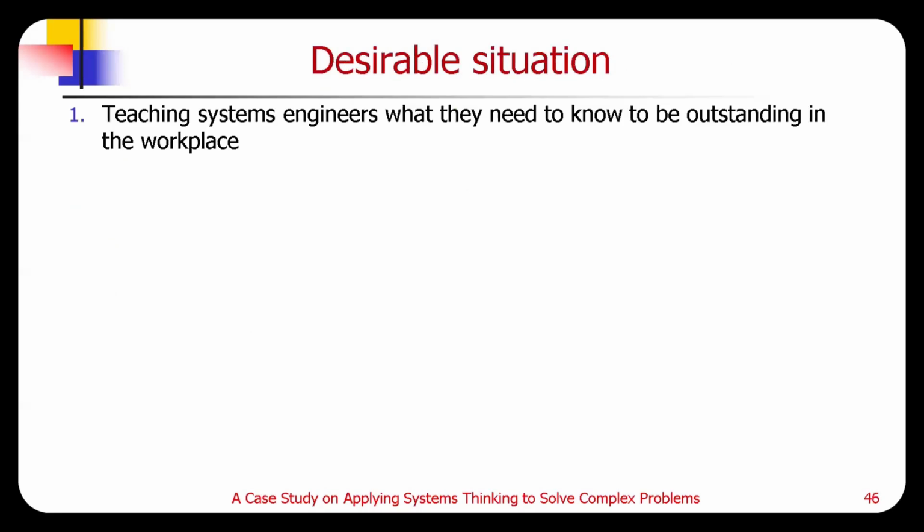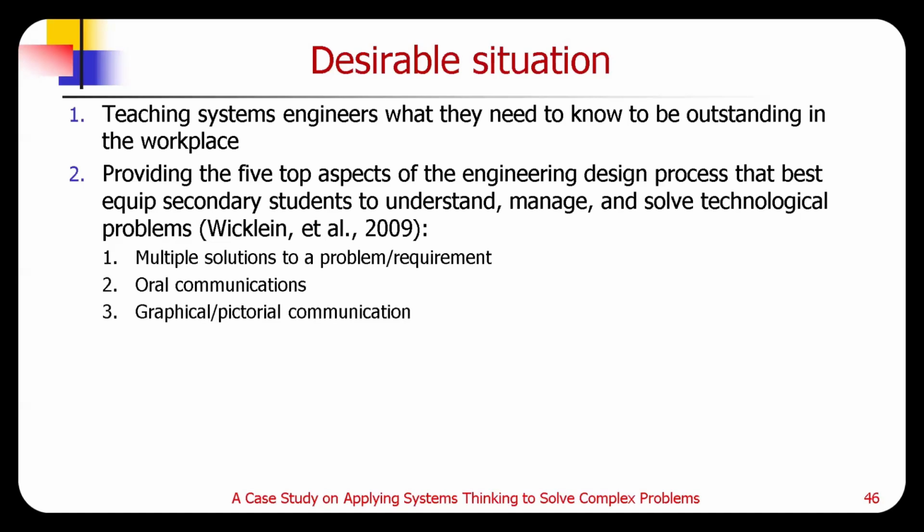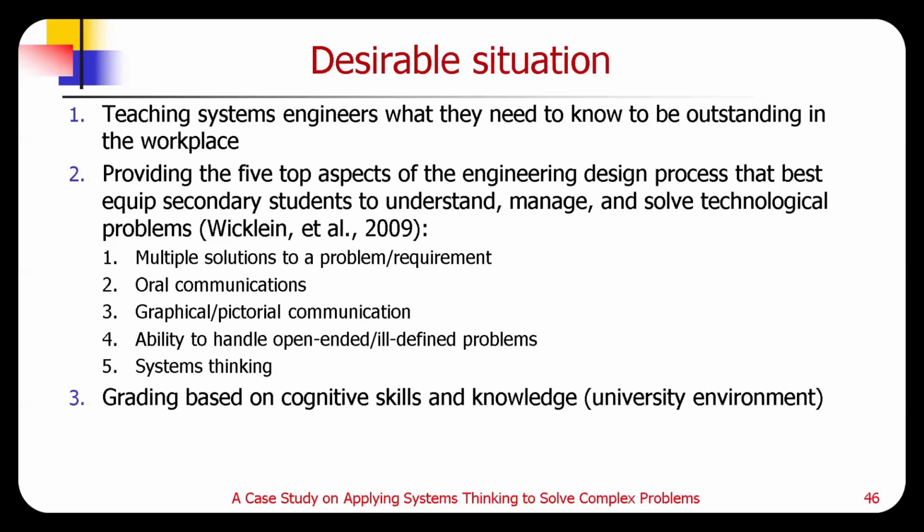Desirable situation is teaching systems engineers what they need to know to be outstanding in the workplace. And I found some of the skills that they needed outside the systems engineering literature. For example, the desirable situation was providing the 5 top aspects of the engineering design process that best equip secondary students to understand and manage and solve technological problems, and I found that those weren't even being taught at the tertiary level. They were multiple solutions to a problem or requirement, oral communications, graphical pictorial communication, ability to handle open-ended, ill-defined problems, systems thinking, and grading based on cognitive skills and knowledge in the university environment. And this meant incorporating the higher levels of the updated Bloom's taxonomy.